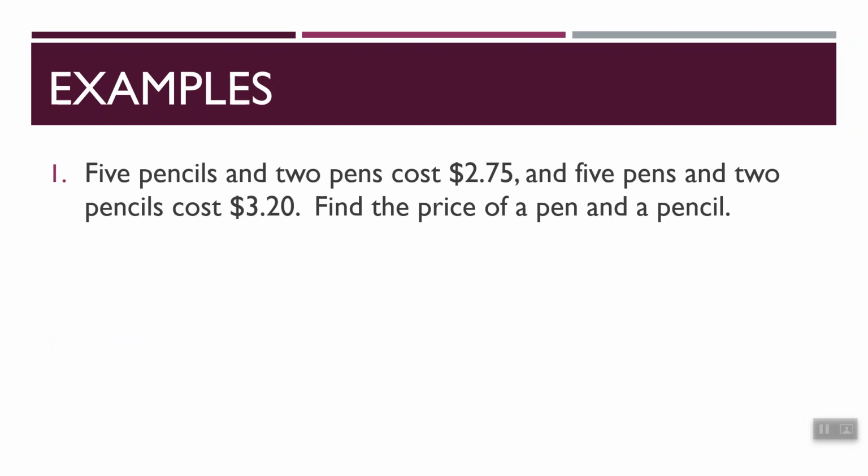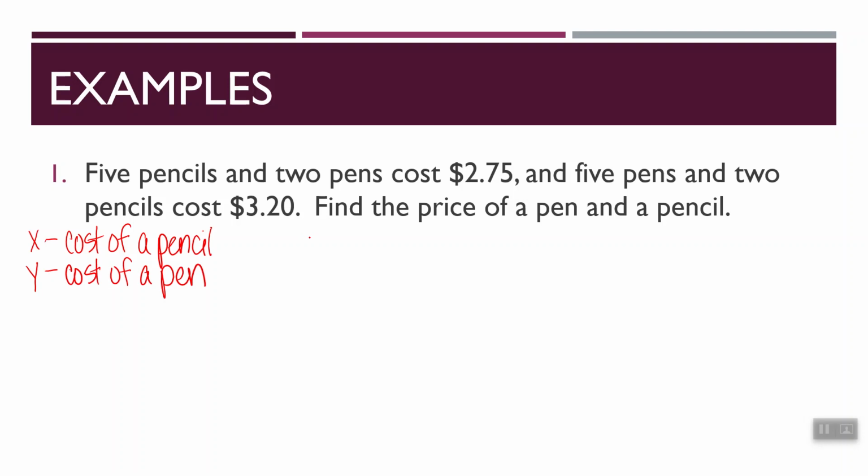In the first example, 5 pencils and 2 pens cost $2.75, and 5 pens and 2 pencils cost $3.20. We're going to find the price of a pen and a pencil. So X and Y are going to represent the cost of a pen and a pencil. You get to decide here, do you want to make X pens or pencils, and then Y would be the other one. I'll go ahead and do X will be the cost of a pencil, and Y is going to be the cost of a pen.